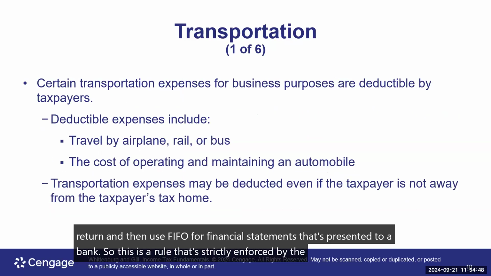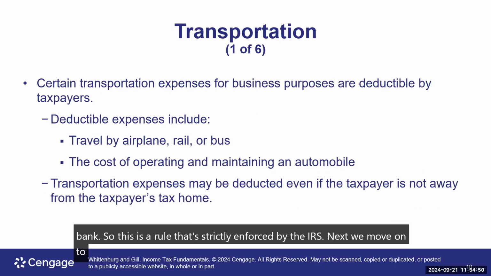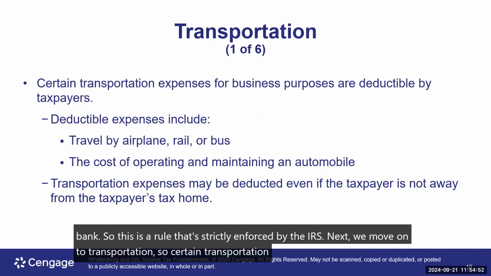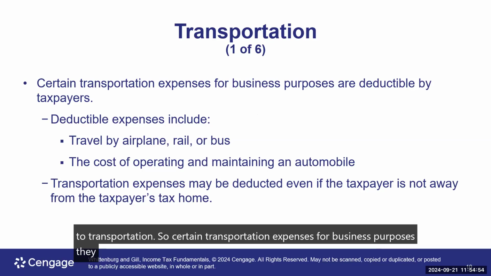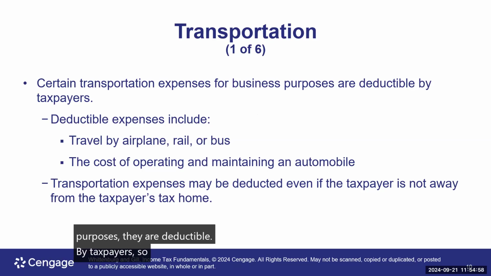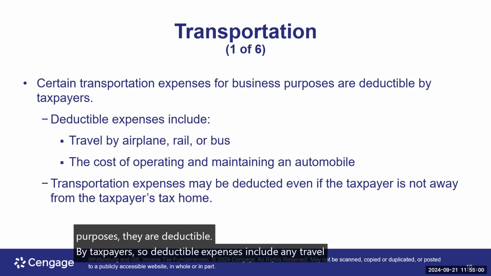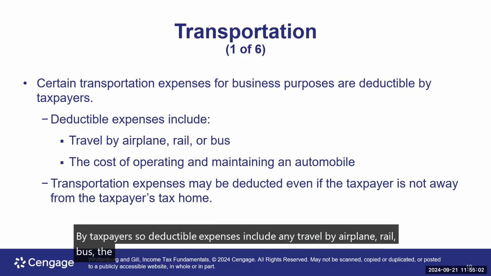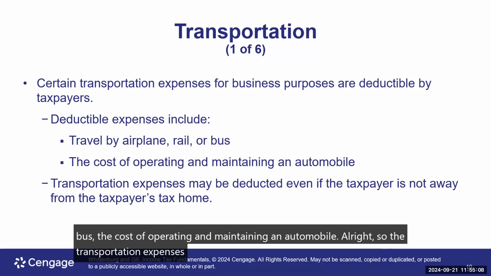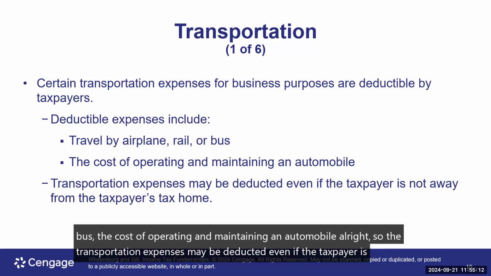Next, we move on to transportation. So certain transportation expenses for business purposes are deductible by taxpayers. Deductible expenses include any travel by airplane, rail, bus, and the cost of operating and maintaining an automobile. All right. So the transportation expense may be deducted even if the taxpayer is not away from their home.